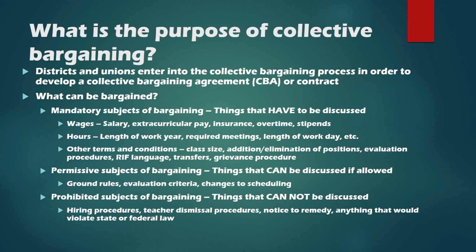Next is stuff like working conditions, so like hours. What time do employees have to be at work? What time can they leave? How many days a year do they have to work? Are there required meetings that they have to attend? That's all going to be in that collective bargaining agreement. How many meetings can you make them attend? Going to be in the collective bargaining agreement. That's something that has to be talked about because it's direct working conditions of the employees. And then other terms and conditions will also have to be talked about.